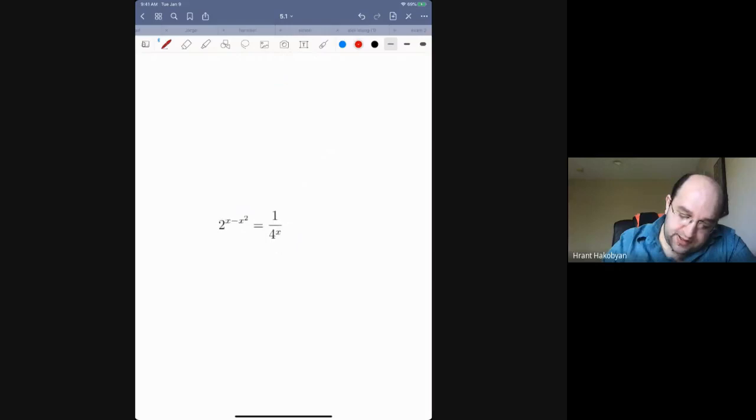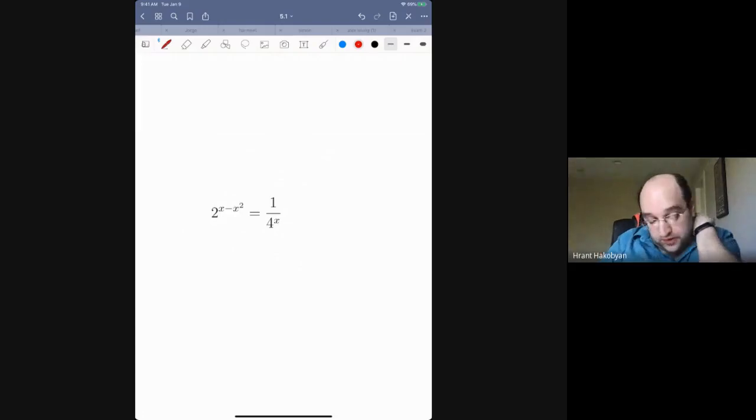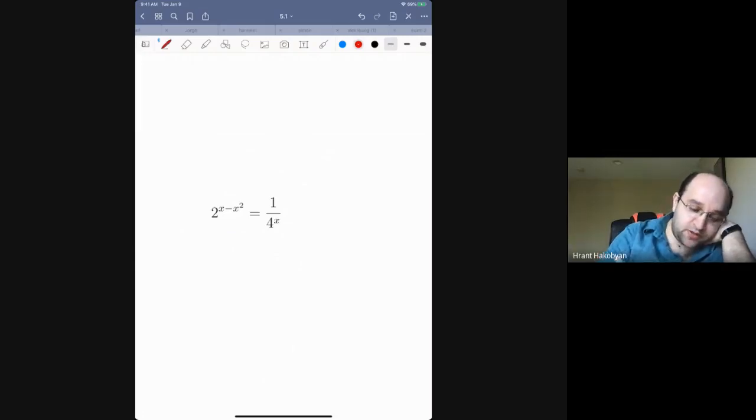So the next one here is a more interesting example. We have this thing, and the bases are not the same. If you want to solve it, you better write the left hand side and the right hand side as exponential expressions with the same base. But in this case, I have 1/4, right? So let's actually write it as a power of 2.